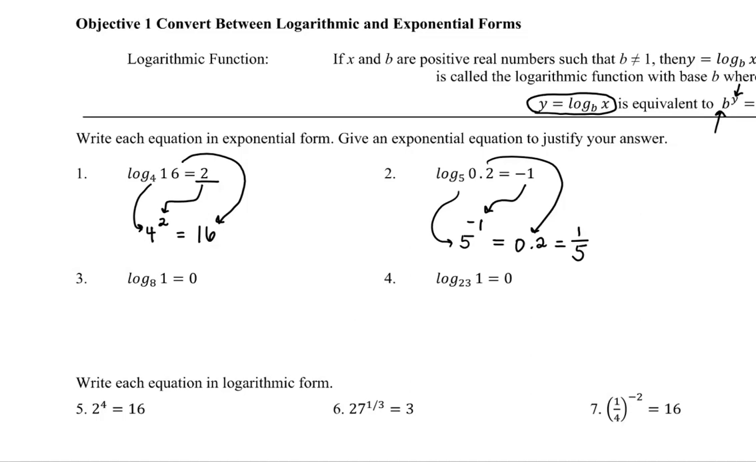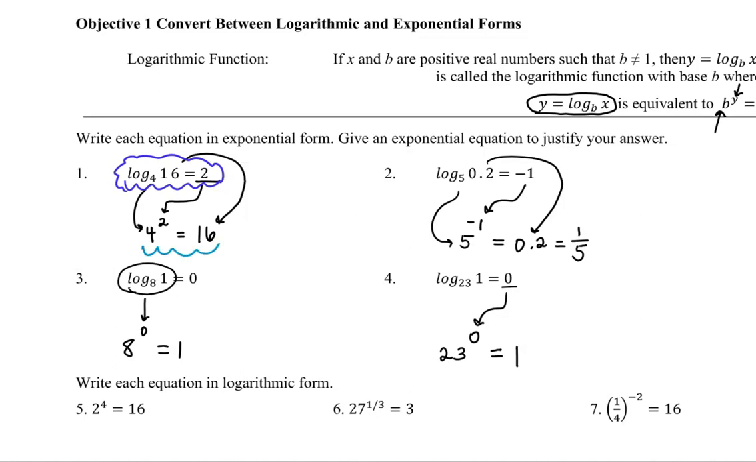In number 3, log base 8 of 1 is equal to 0 because this is asking us to find the exponent that goes on the base of 8 to give us 1. Number 3 is very similar to number 4 because log base 23 of 1 is also equal to 0 because 0 is the exponent that goes on the base of 23 in order to give us 1. So notice that for every logarithmic equation, we were able to write an equivalent exponential equation.